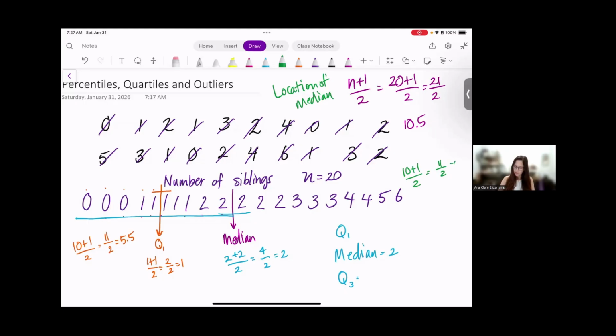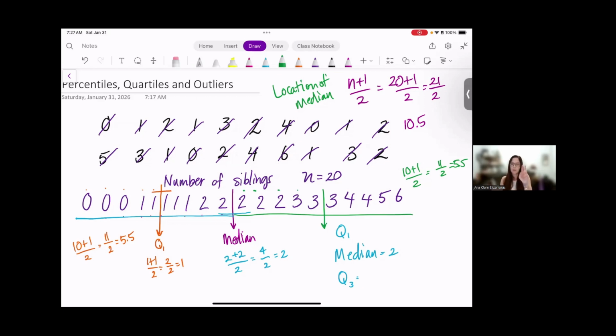$11 divided by 2 is 5.5. So I can't go from the very beginning to count in between 5 and 6. I need to be counting in between the upper 10. So 1, 2, 3, 4, 5. In between the upper 5 and 6 would be 3 and 3.